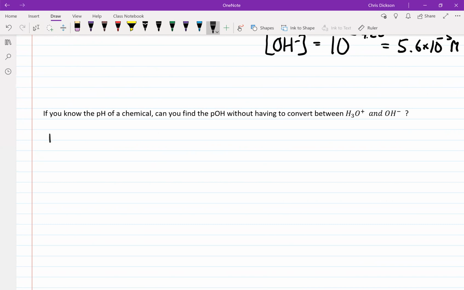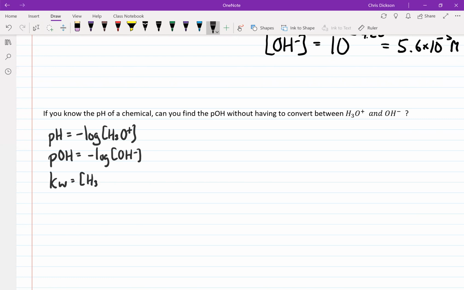So let's say pH. We said that was equal to the negative log of the hydronium. I'm just going to do a little bit of review here because there's a lot of different things going to pop out. And we said that pOH is equal to the negative log of the hydroxide. And we said that Kw was the concentration of the hydronium multiplied by the concentration of the hydroxide, and that equaled 1.00 times 10 to the minus 14.